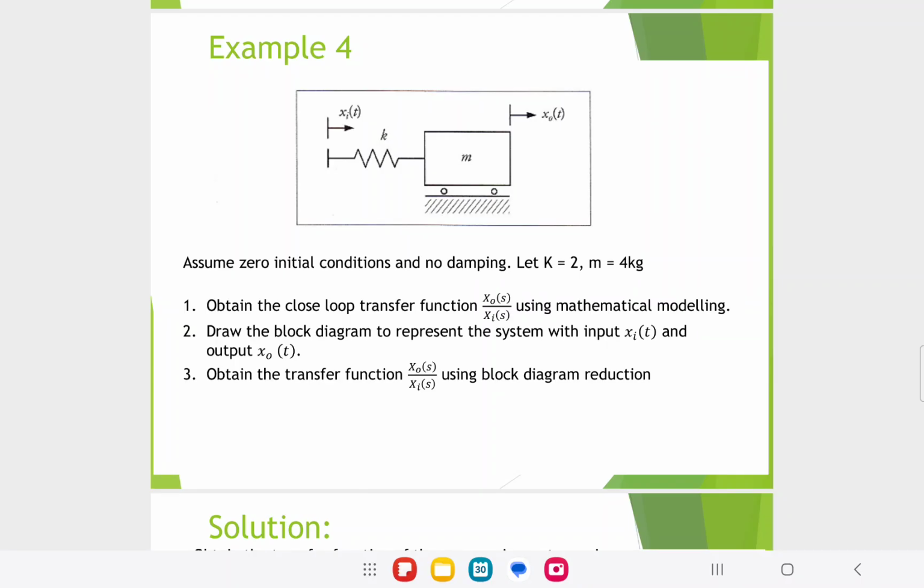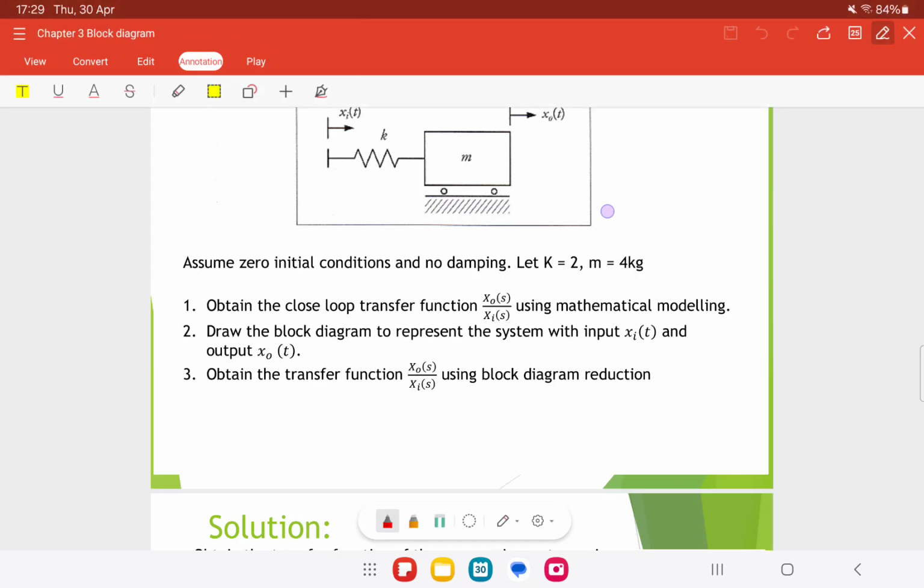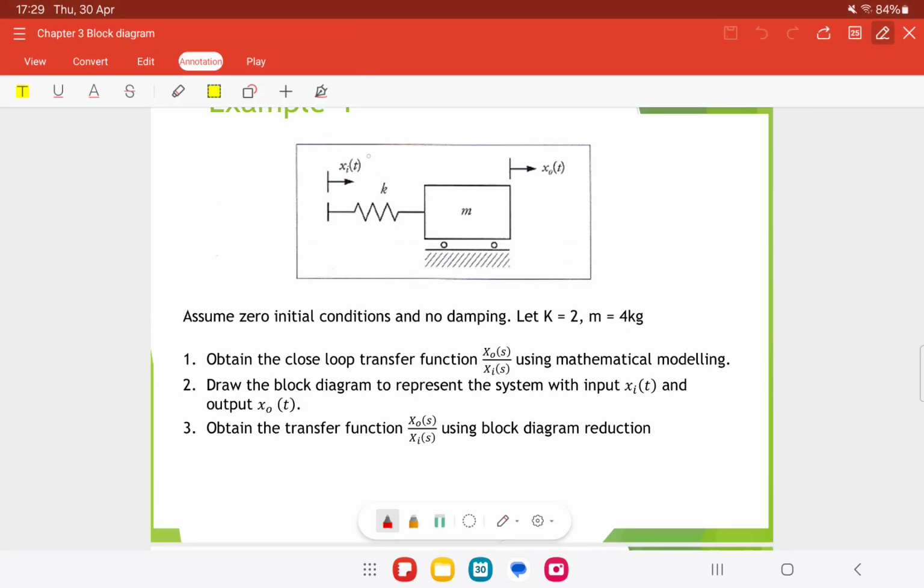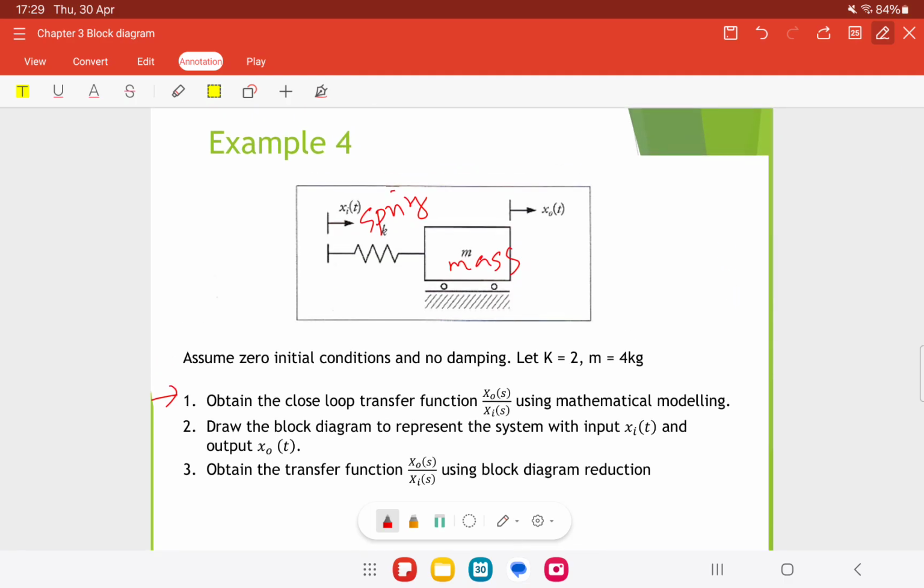Okay, for example, we have one example here. We have a spring and a mass. This K is the spring and M is the mass. So the first question is to obtain the closed loop transfer function from this system that we have, one spring and mass, by using the mathematical modeling.